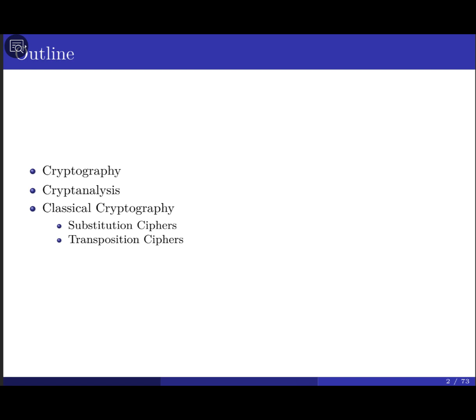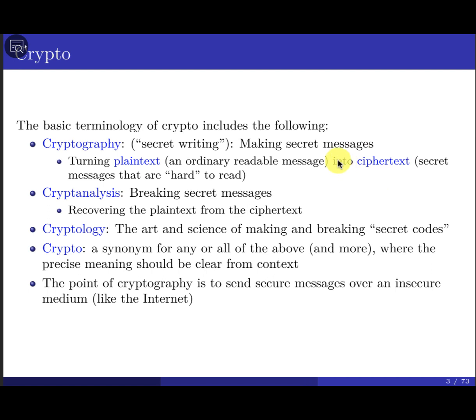Then after that, I'll mainly talk about classical cryptography. In particular, I'm going to go over substitution ciphers and transposition ciphers. Again, just examples. I'm not going to cover everything. Hopefully by the end of this chapter, you'll be able to define cryptography and cryptanalysis, and know at least some classical cryptography. Generally speaking, what is crypto here? If you hear crypto, I may be talking about cryptography, cryptanalysis, or cryptology.